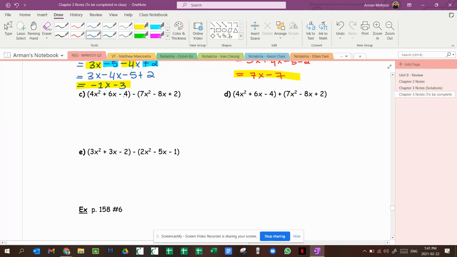I got a negative sign here. So what I have to do is I have to add the opposite. So let's add the opposite of each one of my terms. So instead of 7x squared, I'll change that to negative 7x squared. Instead of minus 8x, I'll change that to positive 8x. And instead of plus 2, I'll change that to minus 2. Now I can get rid of my brackets.